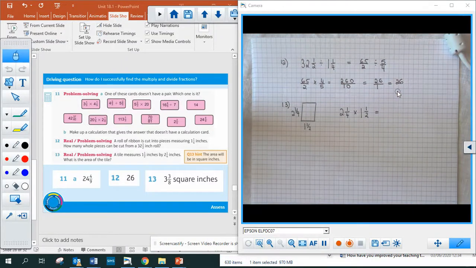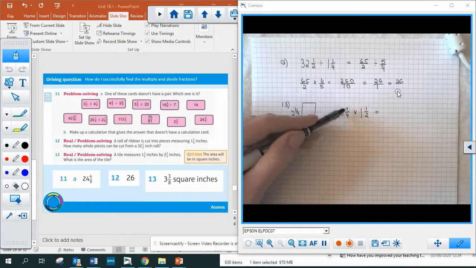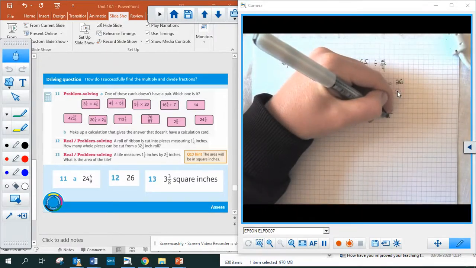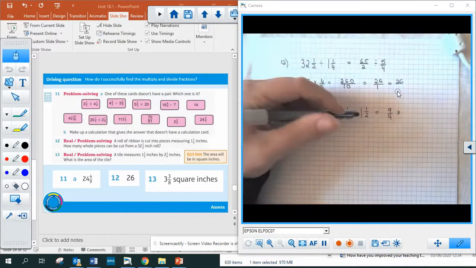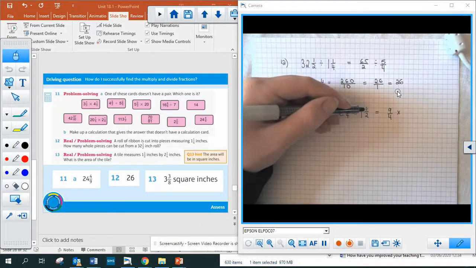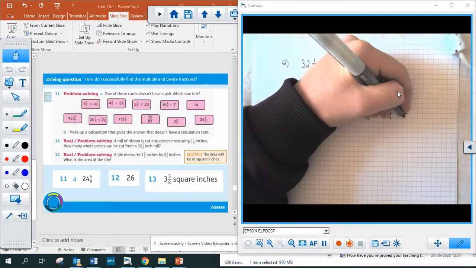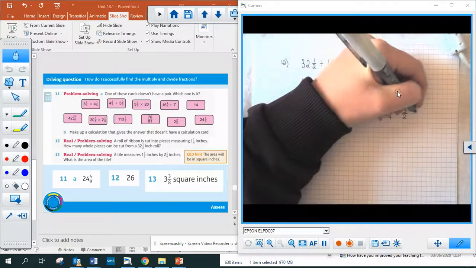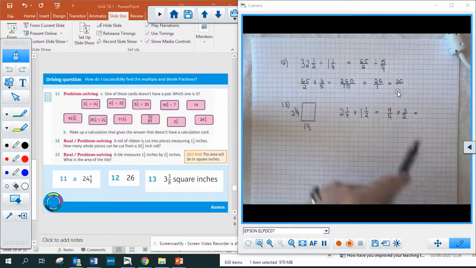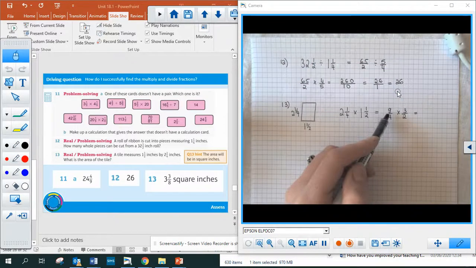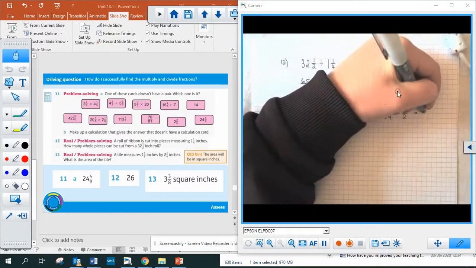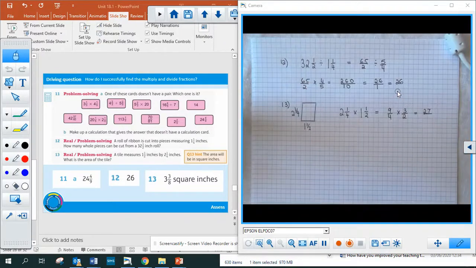First step, convert to improper fractions. So 2 times 4 is 8, plus 1 is 9. That's 9/4 multiplied by 1 times 2, which is 2, plus 1, which is 3. So 3/2, 3 over 2. Multiply as normal. 9 times 3 is 27. 4 times 2 is 8.